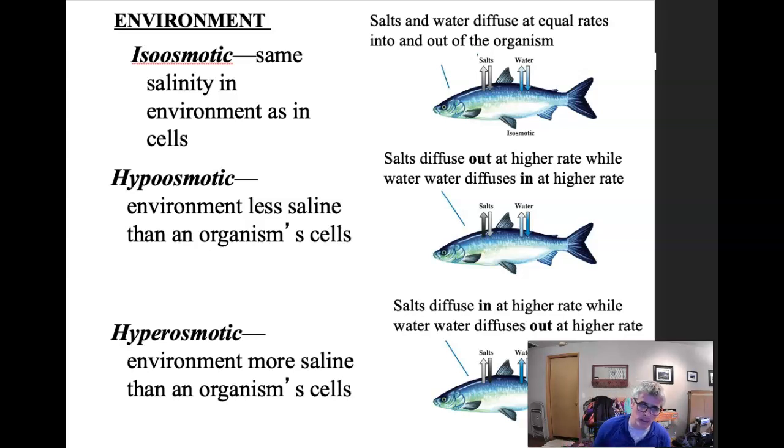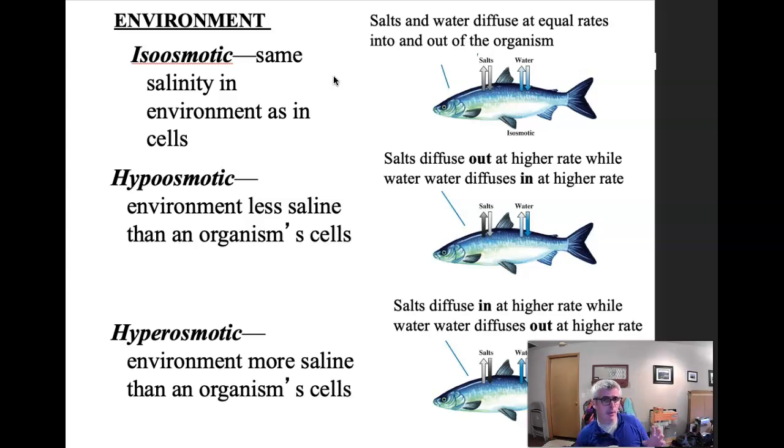So isoosmotic is the same salinity in the environment as the cells. I don't have an image of a cell here. This is in fact an image of a fish. And here the salts and water diffuse at equal rates in and out of the organism. So the concentration of salts within the organism is the same as that of the environment. Similar to what we see in many marine organisms, where the salt concentration within their body is in equilibrium with that of the environment. They are isoosmotic.